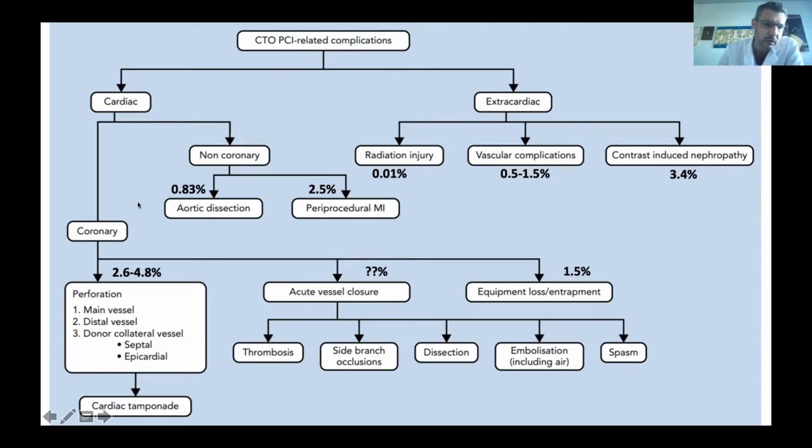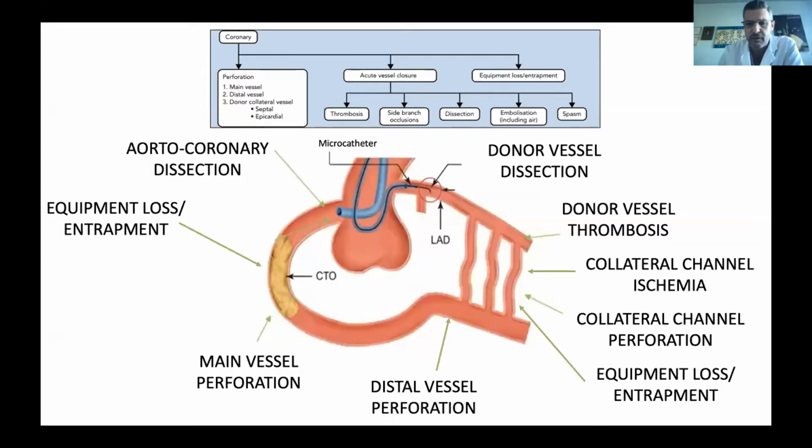When we talk about coronary complications, you can appreciate that the most common complication that can occur during CTO PCI is coronary perforation. We also have acute vessel closure, but data are not reported about the real incidence of this kind of complication. And finally, equipment loss or entrapment, with a 1.5% rate of occurrence in this kind of procedure.